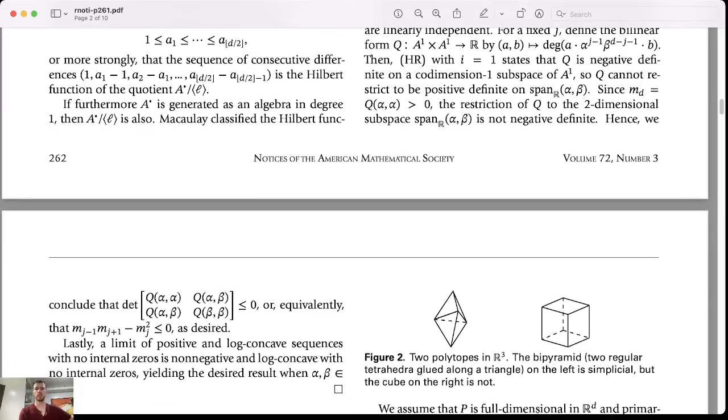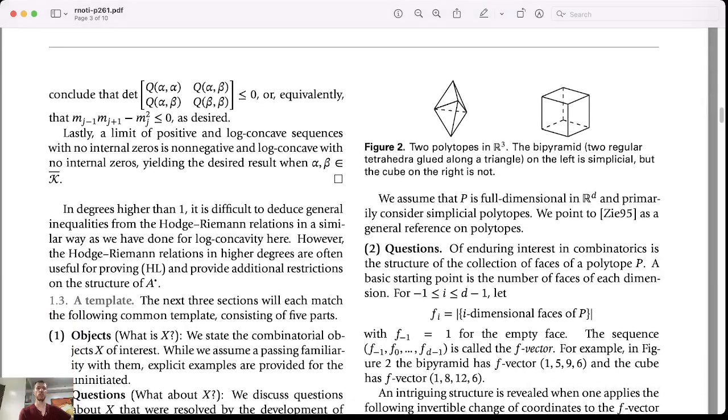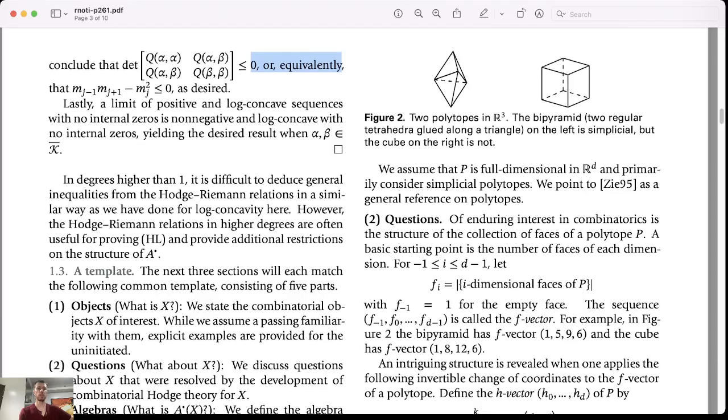Since m_j equals Q(alpha, alpha) bigger than 0, the restriction of Q to the two-dimensional subspace, the span over the reals of alpha and beta, is not negative definite. Hence, we conclude that the determinant of the 2x2 matrix Q(alpha, alpha), Q(alpha, beta), Q(alpha, beta), Q(beta, beta) is less than or equal to 0, or equivalently that m_(j-1) m_(j+1) minus m_j squared is less than or equal to 0, as desired. Lastly, a limit of positive and log concave sequences with no internal zeros is non-negative and log concave with no internal zeros, yielding the desired result when alpha and beta are in K-bar.